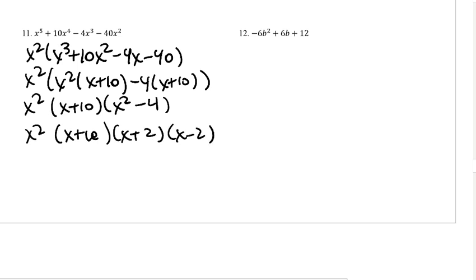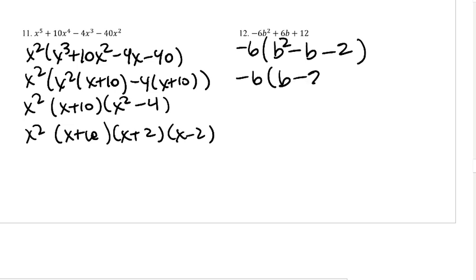And then over here, again, I don't like the negative leading coefficient, so I'm going to factor out the negative 6 also. Negative 6 times b squared minus b minus 2. So that's going to be negative 6 times b minus 2 times b plus 1.